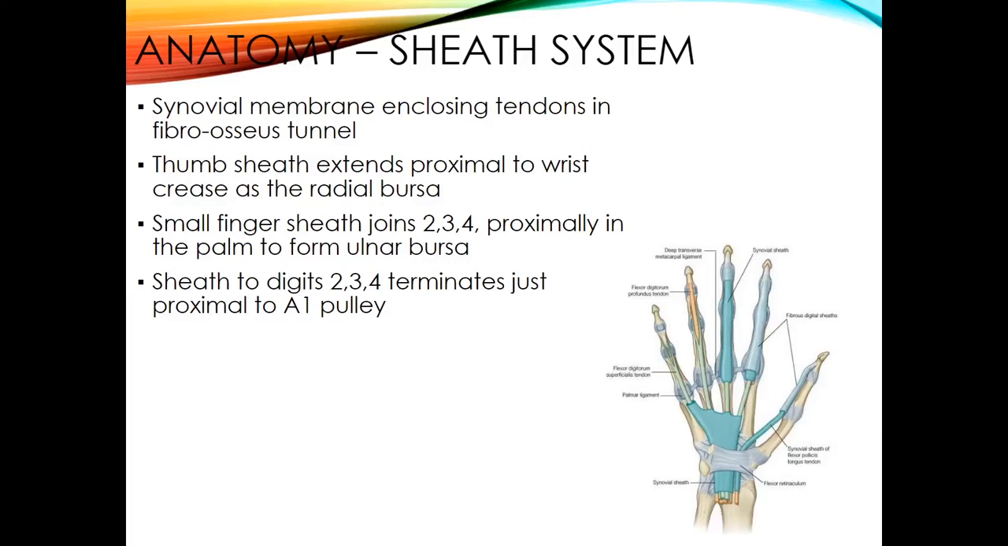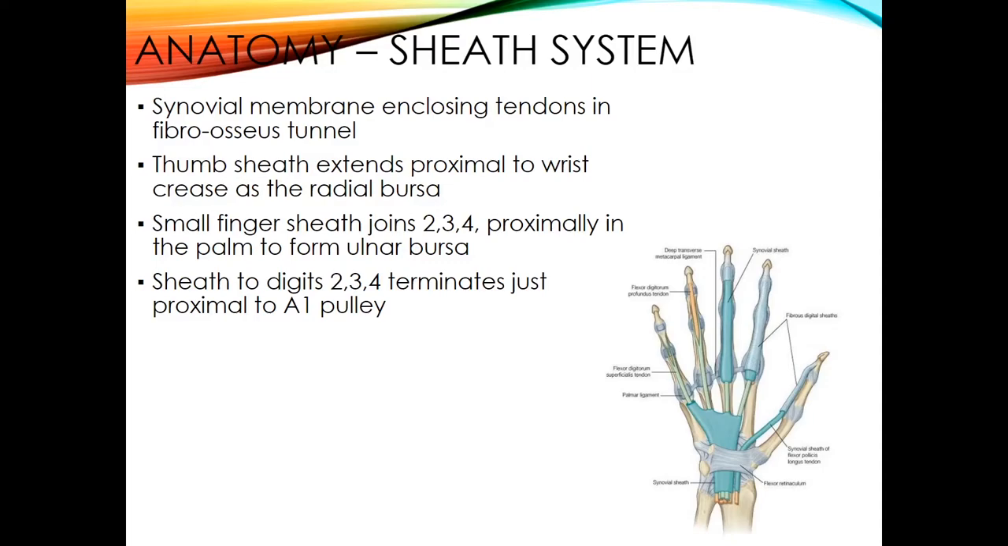Importantly, with the flexor tendons, and what makes them a lot more difficult to treat, but also a lot more interesting than extensor tendons, is the sheath system. The sheath system is a synovial membrane that encloses the tendons into what we call a fibroosseous tunnel. The thumb has a sheath that extends all the way down proximal to the wrist crease as the radial bursa. And sometimes you can actually get through that mid-palmar bursa a horseshoe abscess, where an FTS of the small finger or thumb can horseshoe all the way across to the other side of the hand.